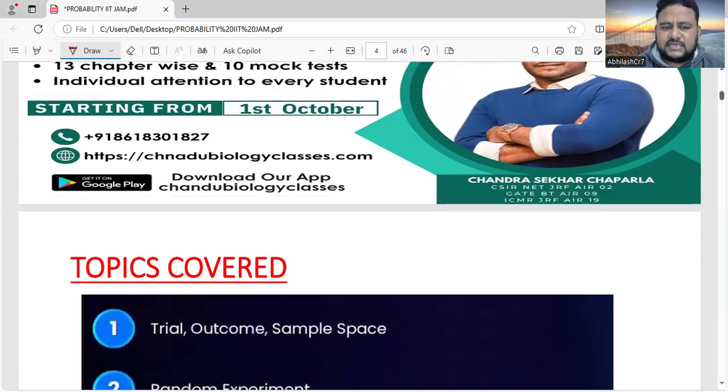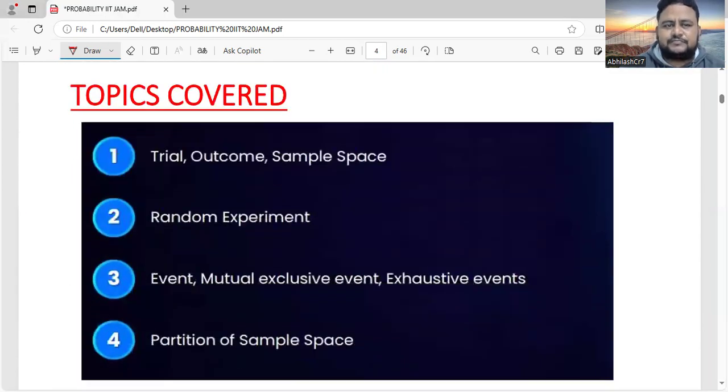Okay, friends, let us get started. In yesterday's class, we discussed certain basic terms associated with probability, like trial, outcome, sample space, what is a random experiment, and what is an event. Today we have to do mutually exclusive events, exhaustive events, and partition of sample space. These are the basic things that are left out from yesterday's session.